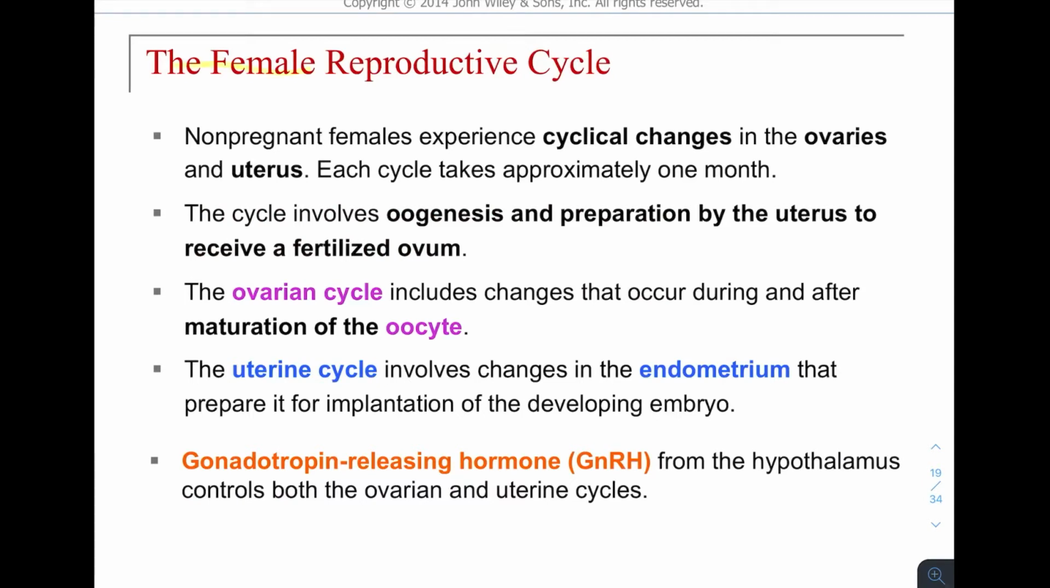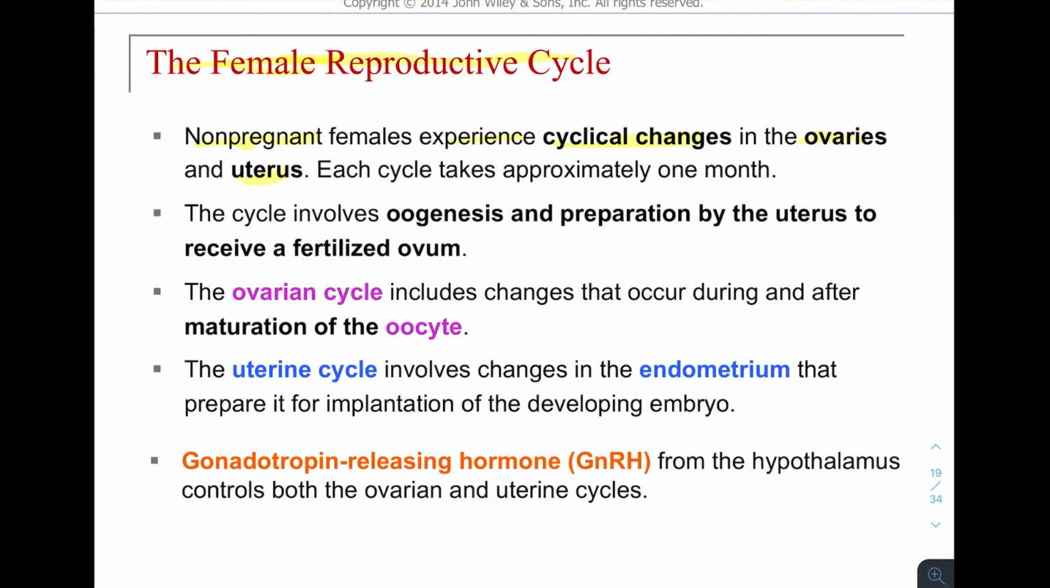Let's start to look at the female reproductive cycle. Non-pregnant females experience these cyclical changes in the ovaries and the uterus. So basically, we have an ovarian cycle and a uterine cycle that are both taking place at the same time.